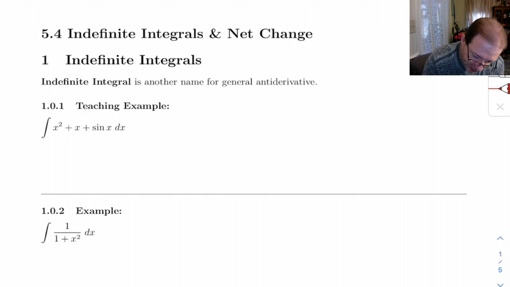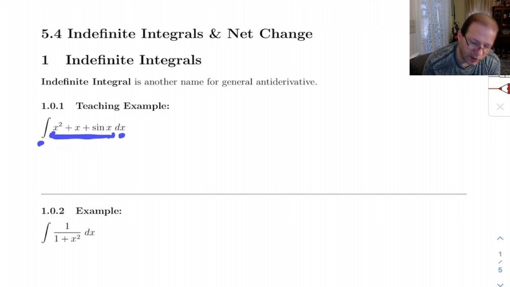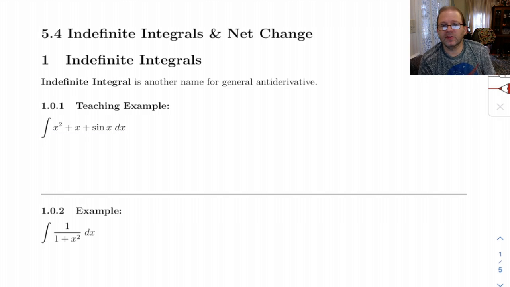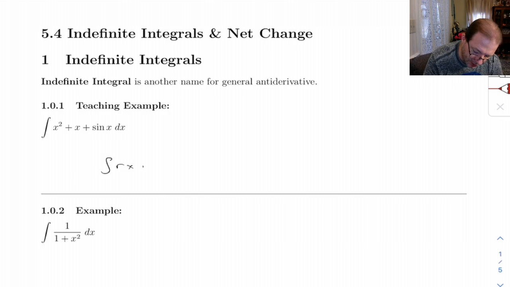So if we're given this indefinite integral to do here, we've got the integral symbol, the function, and then the dx. The dx on the end tells you that x is the variable we're integrating with respect to. If you had something like r x dx, that would tell you that you're integrating with respect to x, not r. So anyway, this is a pretty short problem.